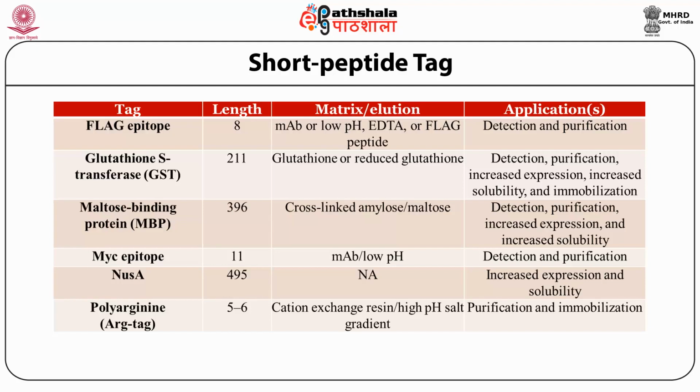It's a large peptide tag. The matrix and elution have not yet been characterized or been made available commercially, but this can be used to increase expression level. Another one is a polyarginine tag, which can be 5 to 6 amino acids. The matrix is cation exchange resin, and in presence of a high pH salt gradient, proteins can be eluted.